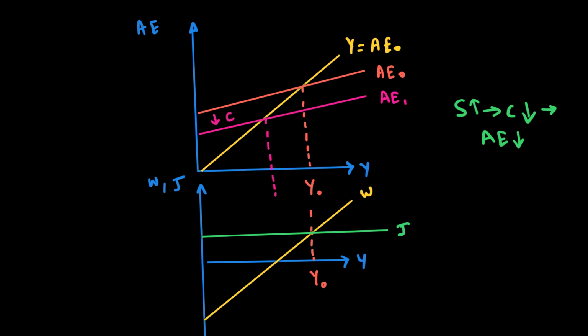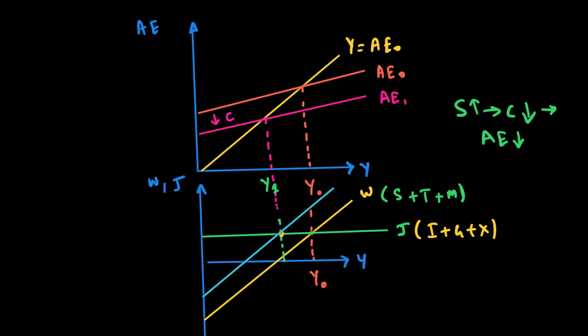Now in the lower graph, my GDP by the way is now going to be not Y naught but Y1. In the lower graph, with the same injection, I'm saying my withdrawals or saving will go on. Remember, withdrawal is basically S plus T plus M, and injection is I plus G plus X. So right now withdrawals are going up because people are saving more. So in this graph I'm going to make my new withdrawal function, which is going to be like this. From W it's going to become, let's say, W1.